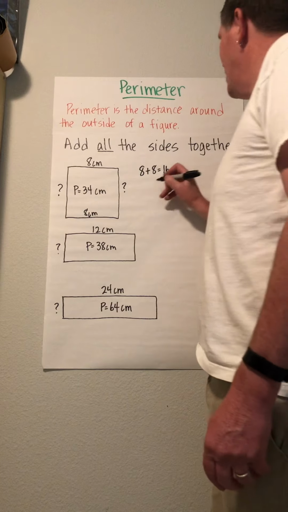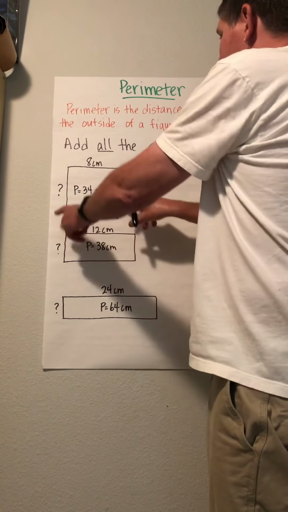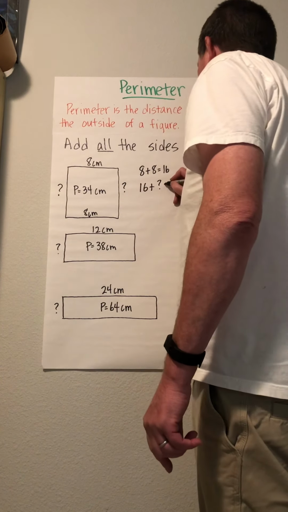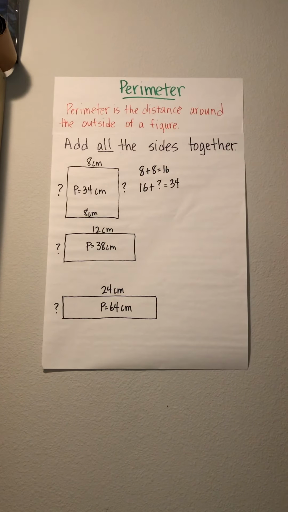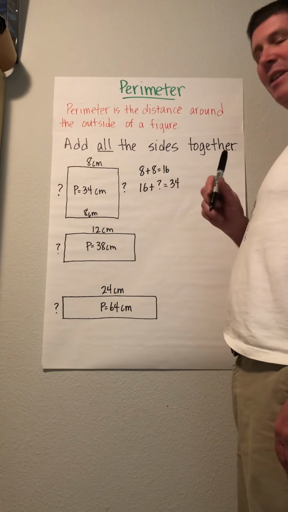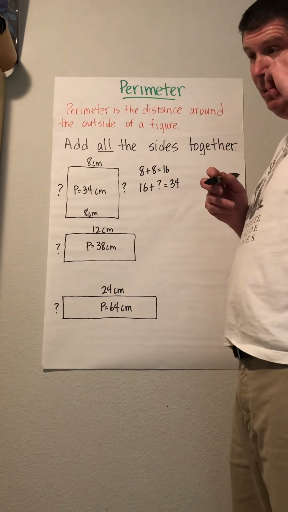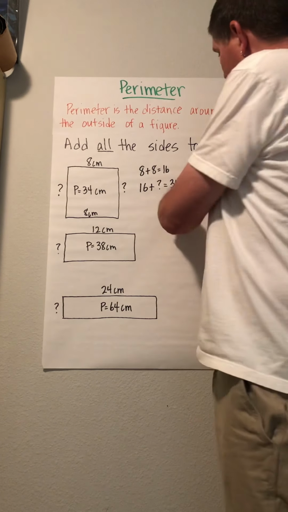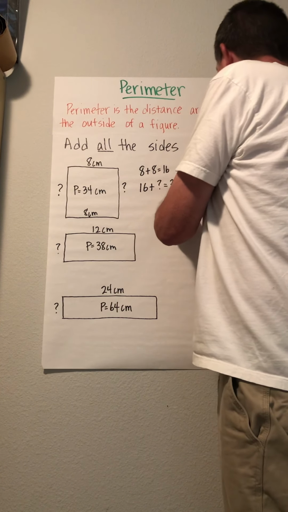So now I know that if I add 16, that's these two sides, plus these two sides, which we'll use as a question mark, that is going to equal 34. Okay? Now, how do you figure out what you're going to add to 16 to equal 34? You can do mental math. You can also do subtraction. So I can take 34 and I can subtract 16 from it.